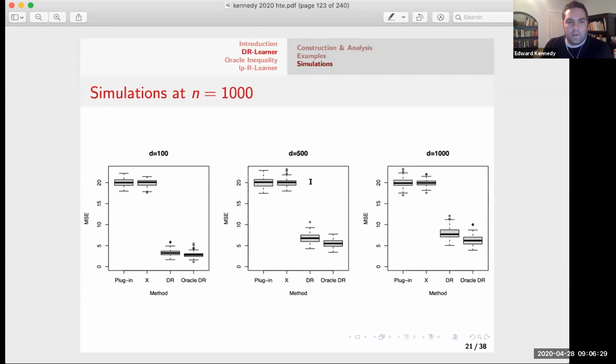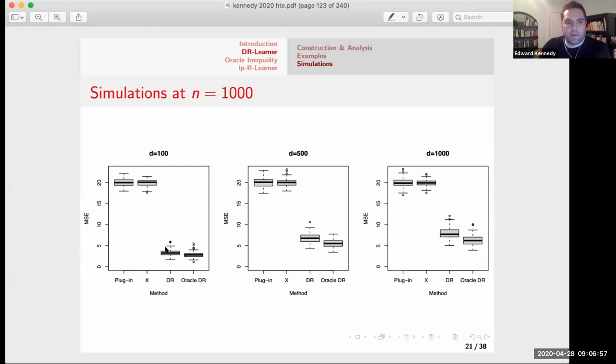So here's what we see. This is showing the mean squared error for these 4 approaches at different numbers of covariates. So we've got D equals 100, 500, and 1,000. And the story is basically the same across all of them. So we see a massive improvement in mean squared error using this approach, because it's not bound just to the sparsity of the regression functions like the plugin and the X-learner is.